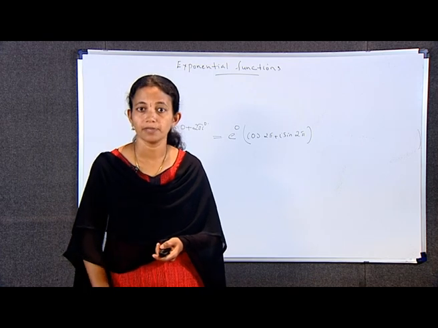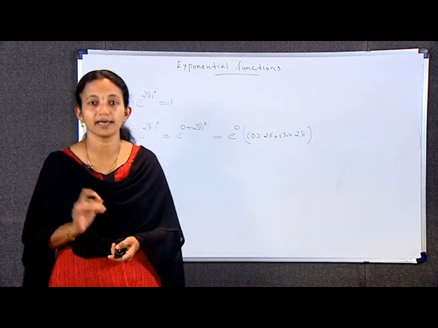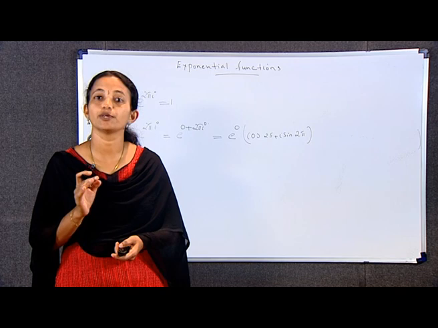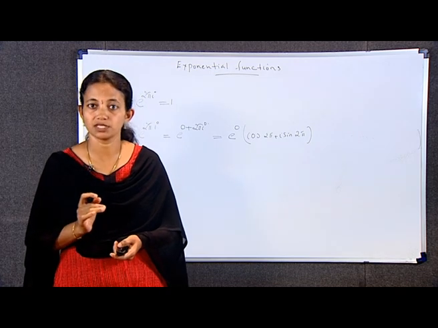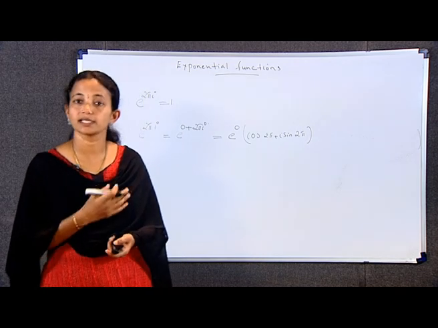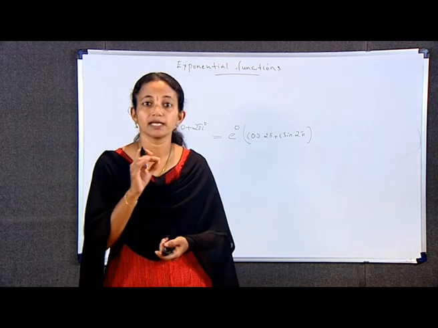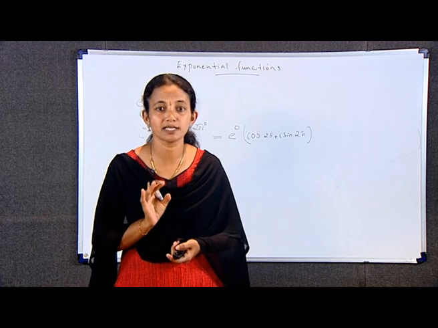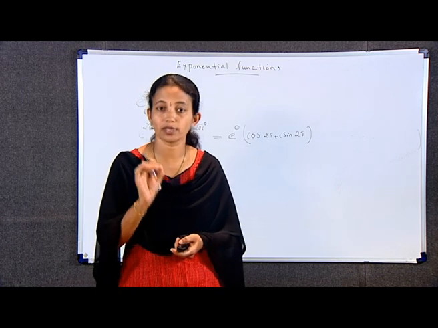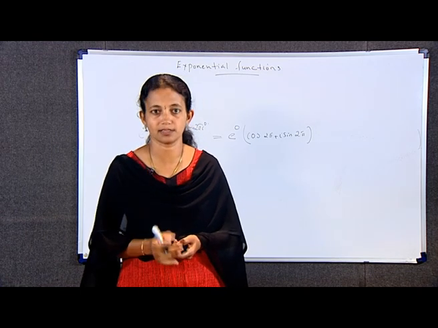Next property: e raised to z is periodic with imaginary period 2 pi i. This follows from e raised to z plus 2 pi i being equal to e raised to z into e raised to 2 pi i, which is equal to e raised to z, since e raised to 2 pi i is equal to 1. Applying mathematical induction, e raised to z plus 2n pi i is equal to e raised to z itself for n equal to 0, 1, 2, etc.